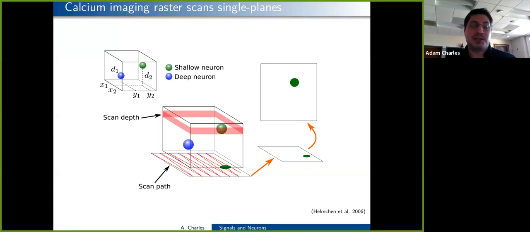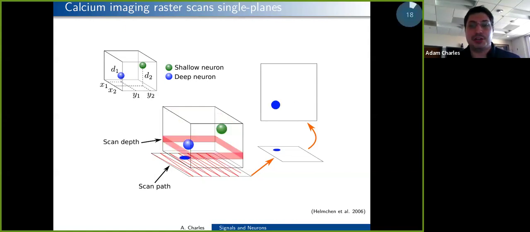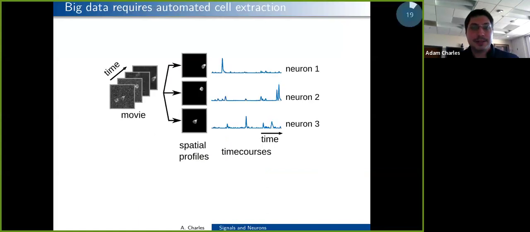One of the nice things is, because it is focused into a particular depth, out of plane cells don't affect your measurement as much as they would have if it was a 1-photon imaging system. And so you can select a population of cells by changing that focal plane and moving around and focusing on where it is that the signal really appears.